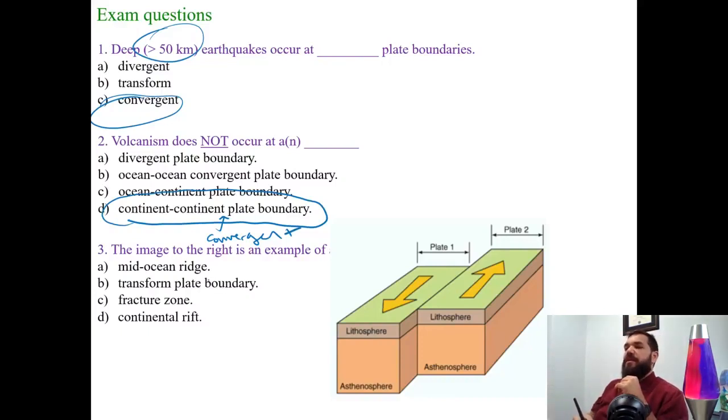The image to the right is an example of a transform plate boundary because the plates are sliding past each other. And here's a question for you. Is it a right lateral or a left lateral fault? Imagine you're standing there looking at the fault. Which direction is the plate on the other side moving? It's moving to the left, right? And likewise, if you're standing right here and you're looking at the fault, this side is going to appear to move to your left. So that's a left lateral strike slip fault. It happens at a transform boundary.